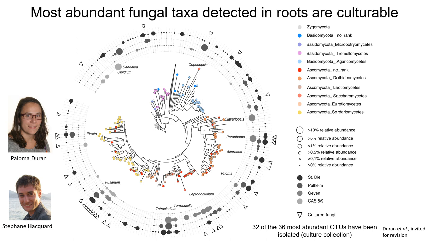To make a long story short, these are the culture-independent community profiles of the fungi that we detect at those three sites, and these are mainly ascomycetes, but the most important take-home message is these black arrowheads, because these are the fungi that they could isolate as pure cultures. As you can see, 32 of the 36 most abundant fungal OTUs have been isolated, right? So the recovery rate is not as good as for the bacterial microbiota, but nevertheless, I think most of the abundant ones we have. We are happy with this.